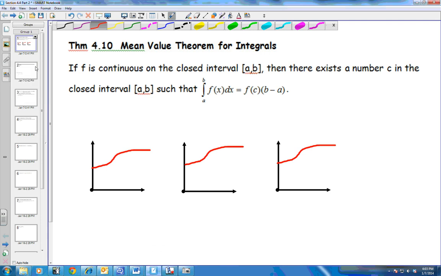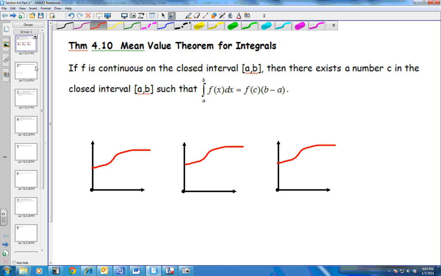Okay, this is still section 4.4, and we're going to talk about two really important theorems in this section. This first one, the mean value theorem for integrals, is what leads us up to one of the very important theorems called the average value theorem, or the definition of average value.